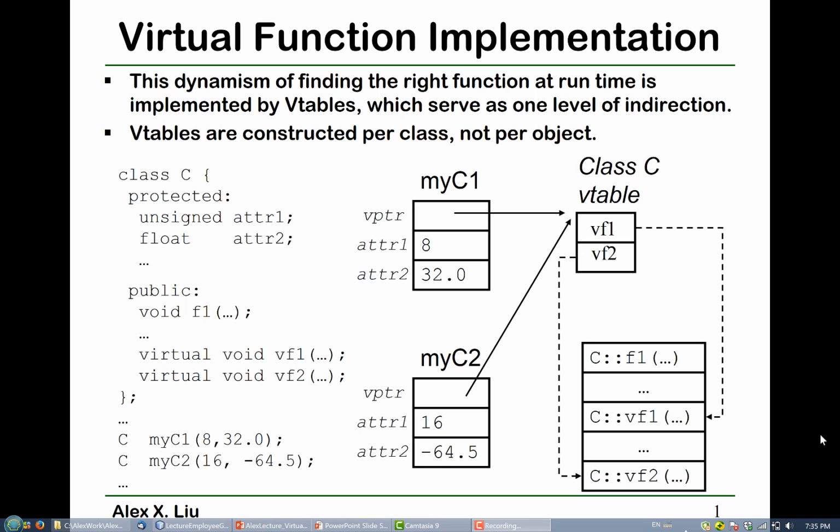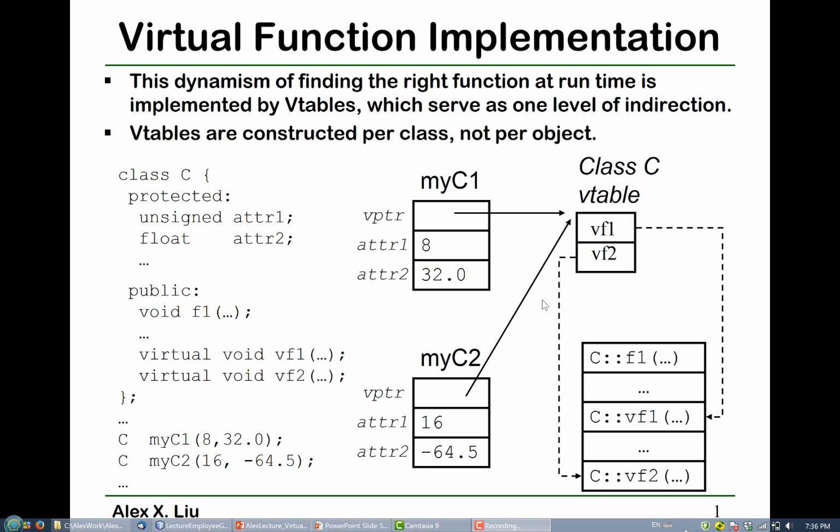So how to implement this dynamism of finding the right function at runtime? This is implemented by vtables, which serve as one level of indirection. In computer science, many problems are solved by one layer of indirection, such as pointers.